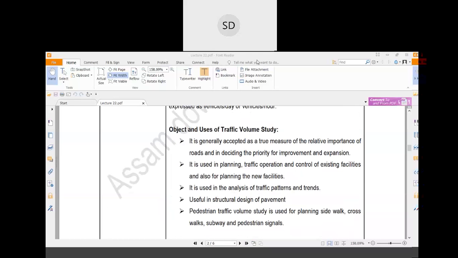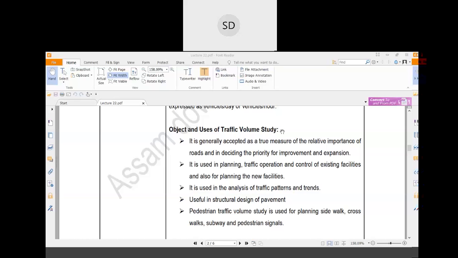Now, what are the objectives of traffic volume study? It is generally accepted as a true measure of the relative importance of roads and in deciding the priority for improvement and expansion. It is basically a true measure of the relative importance of the road, meaning if the traffic volume for a particular road is higher, it indicates the importance of the road. The more the traffic volume, the more importance of that road. And in that way, you can decide whether you would like to improve the condition of the road or not.